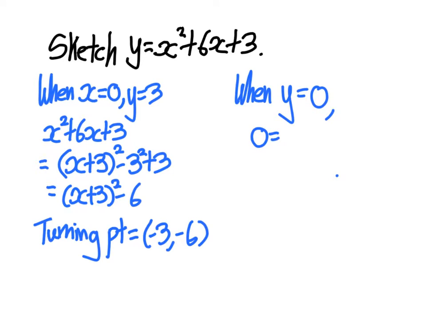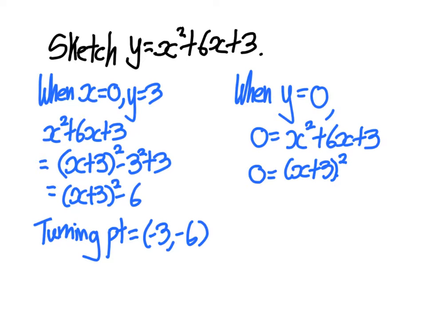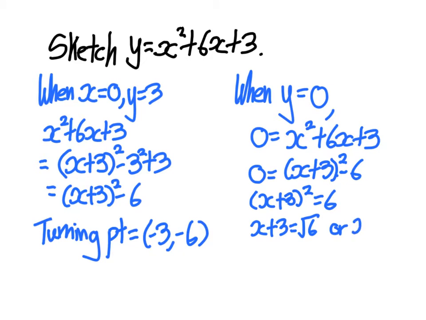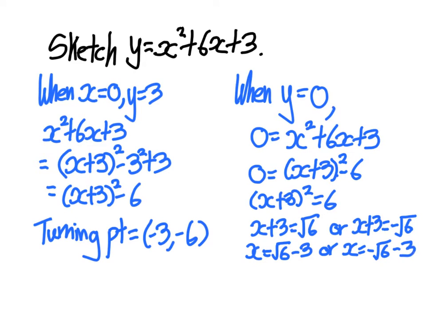and you get 0 equals x squared plus 6x plus 3, and you factorize it using your completed the square form. You get (x plus 3) bracket squared minus 6. When you solve it, you will realize that (x plus 3) bracket squared equals 6. You take plus minus square root, and you realize that the final answer is x equals square root 6 minus 3, or x equals minus square root 6 minus 3.